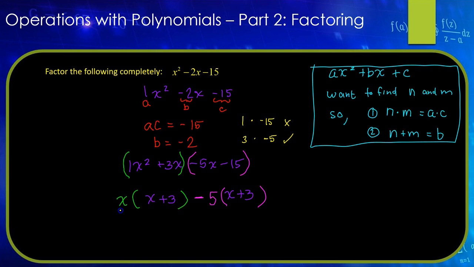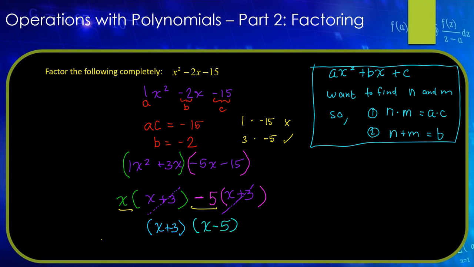The reason why I did all this is because now I have these two groupings, both of which have a multiplication of x plus 3. So I'm going to basically undistribute these as well. So when I factor out the x plus 3, I'm left with x minus 5. And that's how I end up with that as my final answer.